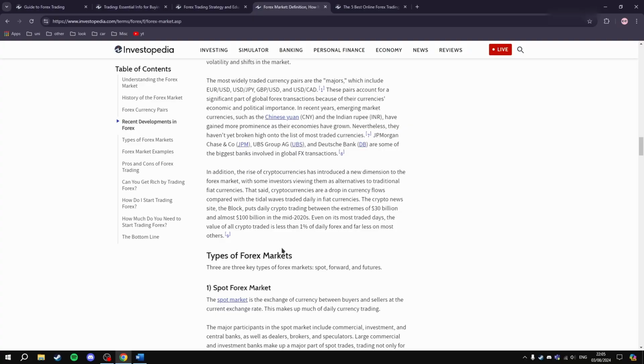In addition, the rise of cryptocurrencies has introduced a new dimension to the Forex market, with some investors viewing them as alternatives to traditional fiat currencies. That said, cryptocurrencies are a drop in the bucket compared to the tidal waves traded daily in fiat currencies. The crypto news site, The Block, puts daily crypto trading between the extremes of 30 billion and almost 100 billion in the mid-2020s. Even on its most traded days, the value of all crypto traded is less than 1% of daily Forex, and far less on most others.